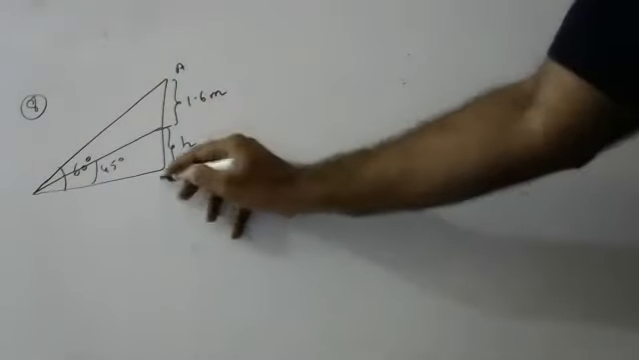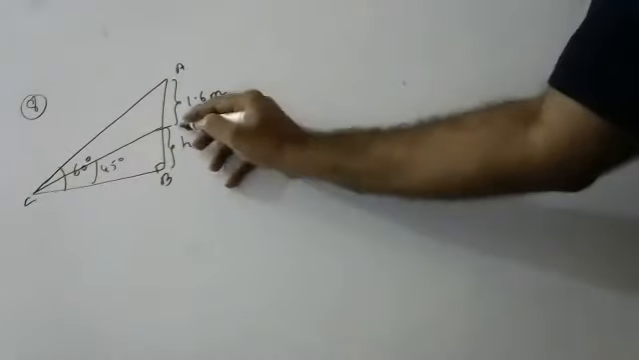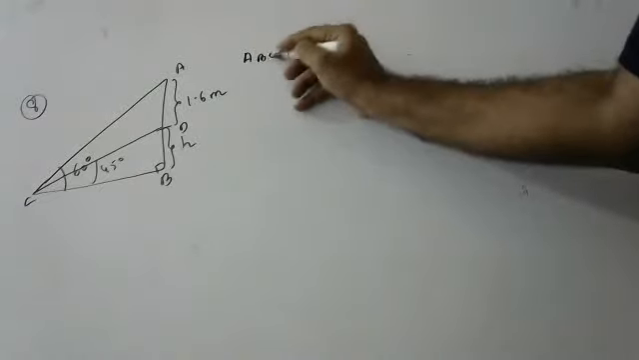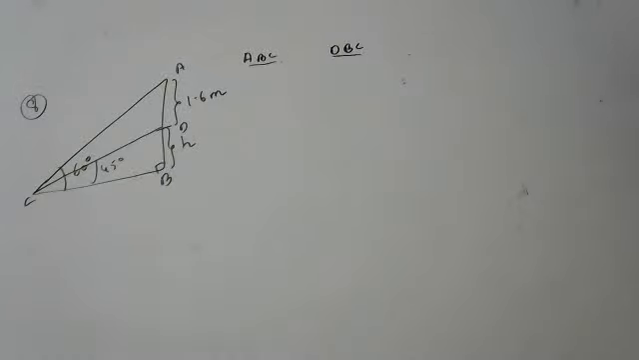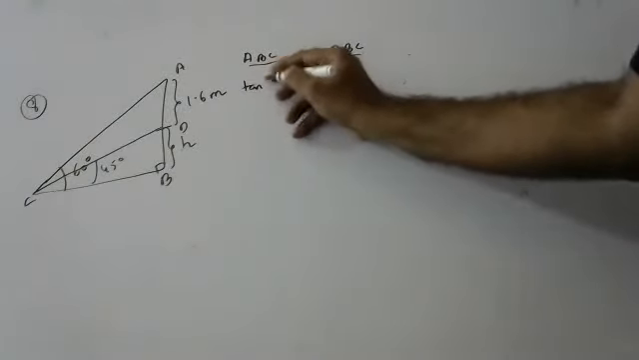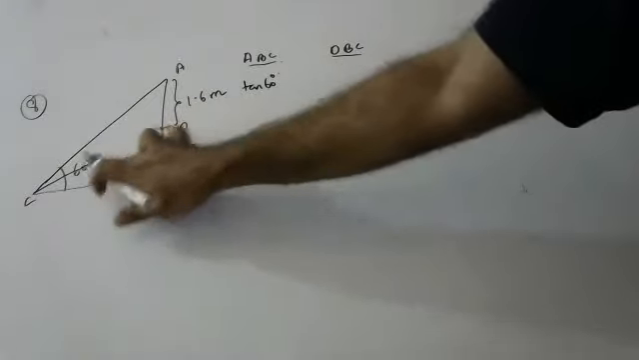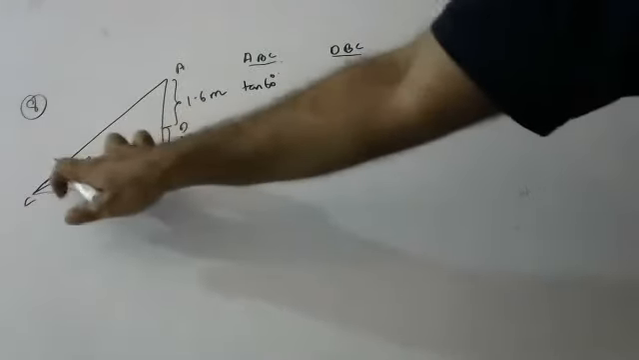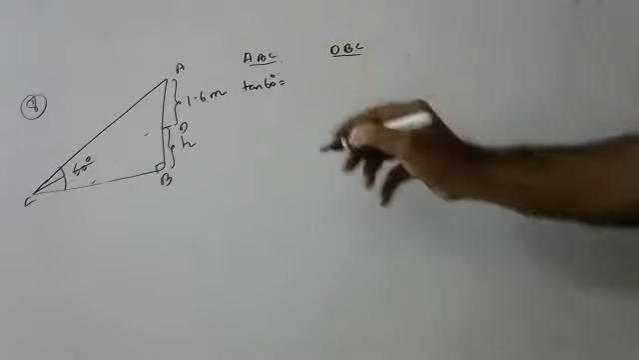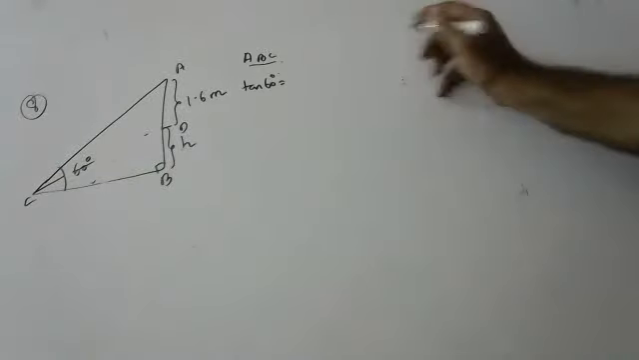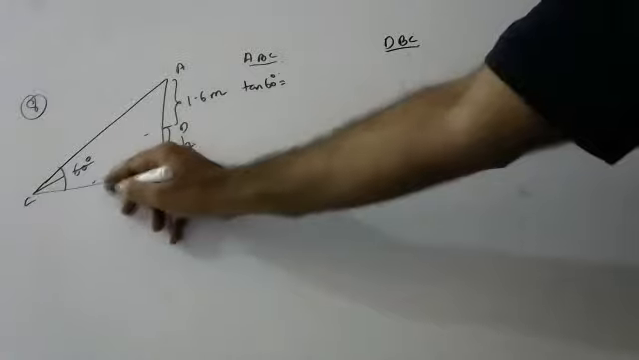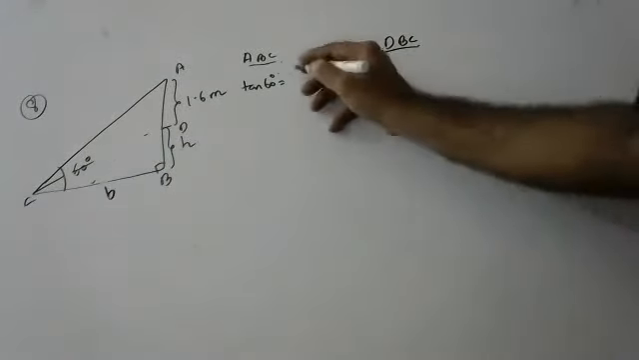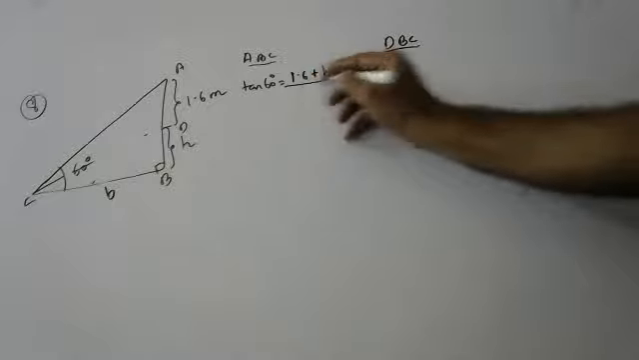So A, B, 90, C. The big triangle is ABC. The small triangle is DBC. Very good. So see here, tan 60. Imagine this line is not there. Can anyone say what tan 60 is, children? Root 3. Opposite is h plus 1.6 by b. So root 3 is equal to 1.6 plus h by b.